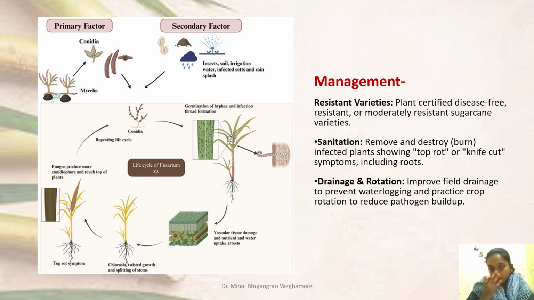Coming to the management of this disease, we should use certified disease-free and resistant varieties, and we can remove and destroy the infected plant parts showing top rot and knife-cut symptoms, including the root. Proper drainage and crop rotation should be practiced to reduce pathogen attack. In the disease cycle, conidia act as the primary inoculum, and the spread can be through insects, soil, irrigation, infected seeds and rain splash.